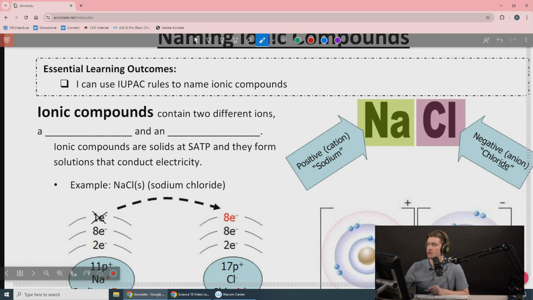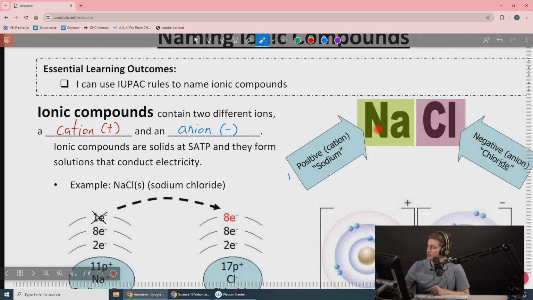Ionic compounds contain two different ions. The one ion, the metal ion, is called a cation. Remember that a cation is our positively charged ion. And I remember that it's positively charged because I like cats. I think cats are a positive thing. And our negatively charged ion is called an anion. I remember it's negatively charged because the word anion kind of sounds like onion, and onion makes me cry.